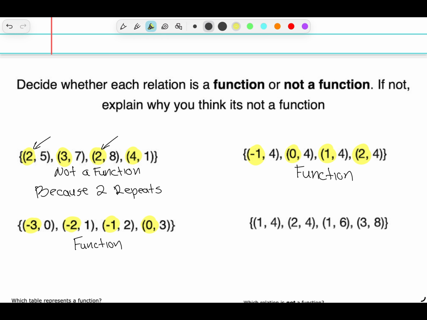And the last list, go ahead and highlight our x values. X values, if you don't know, is the first number in the ordered pair. Now, when we identify our x values in the list, we got 1, 2, 1, and 3. So if we notice, the 1 is being repeated, so this is not a function, because 1 is repeating.